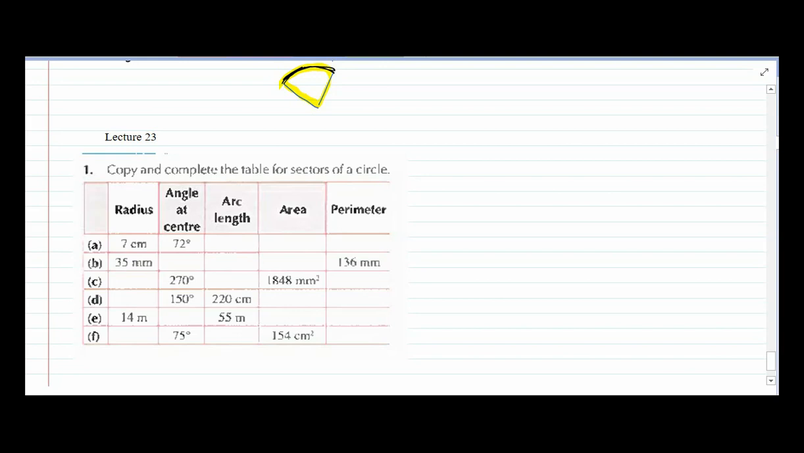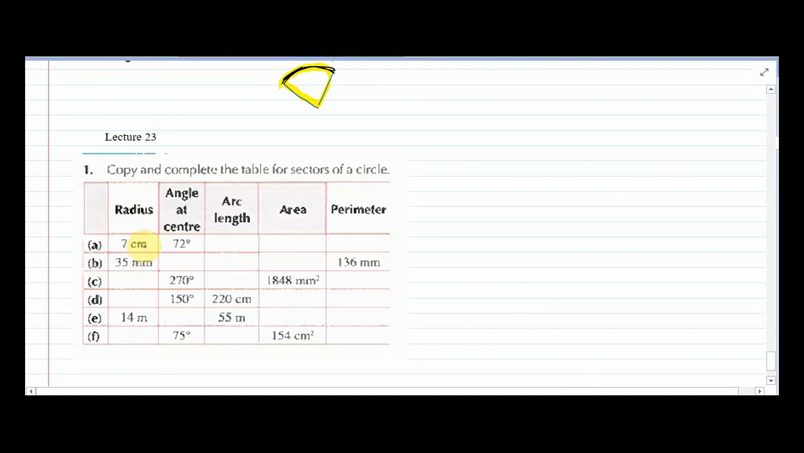Okay class, so it's lecture number 23 and it's week number 4. We were discussing the arc length and area of a sector, right? So now it's exercise 6D, the next one, and it's question number 1.